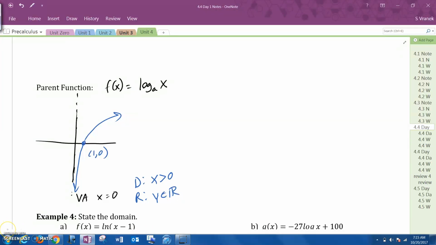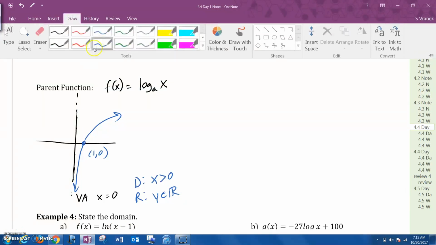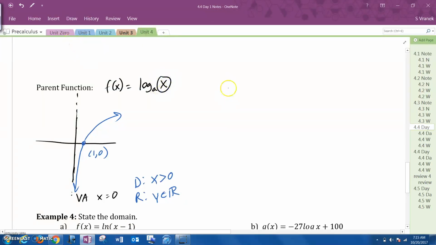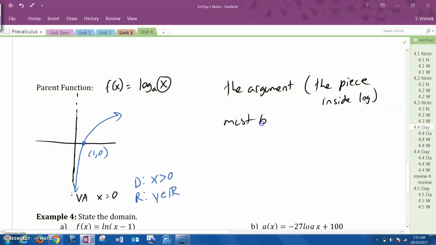Okay. Now with these graphs, the argument, which is the piece inside the log, this piece right here, must be greater than 0. So that'll help us find domains, because think of it this way. The domain is always greater than 0 unless there's a horizontal, a left to right shift.